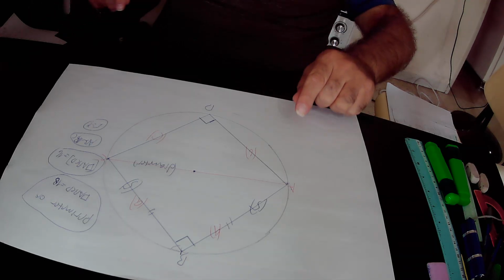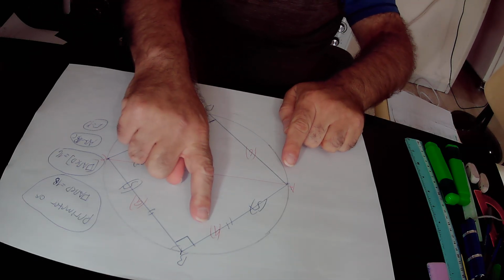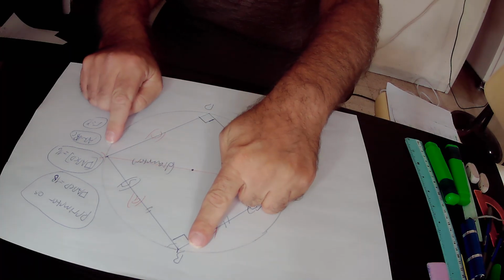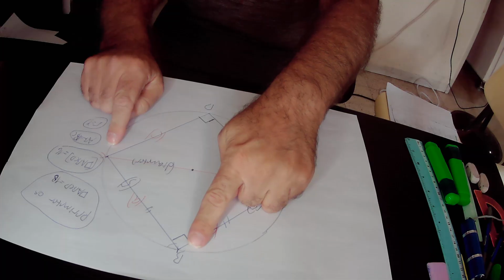So this is side AB, equal to a, and a equals 5, so AB equals 5. Likewise, BC equals a, and a equals 5, therefore BC equals 5.